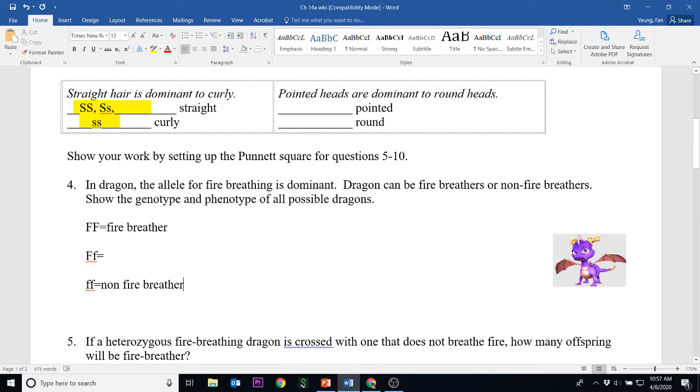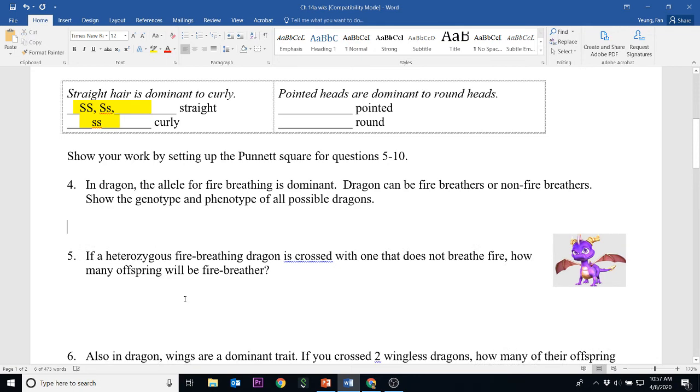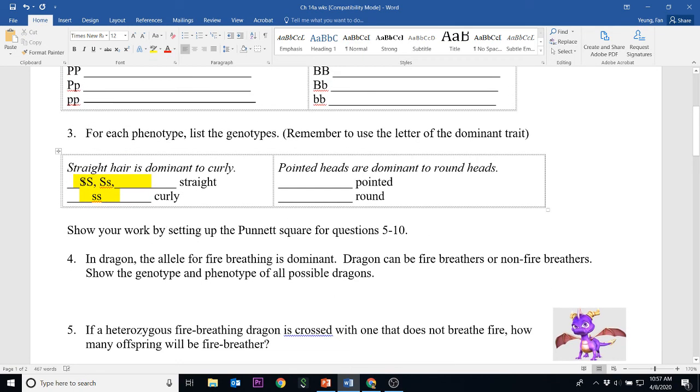So that's what I want in number 4, so you guys get it. I'm going to give you a minute to make sure you get this, and then I'm going to go on to the last question on this worksheet.